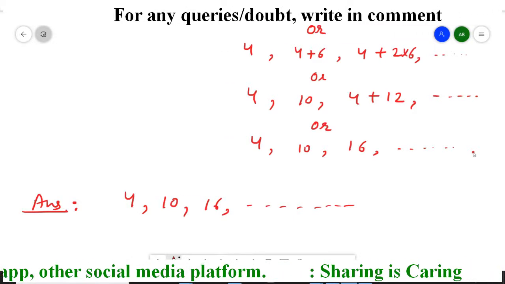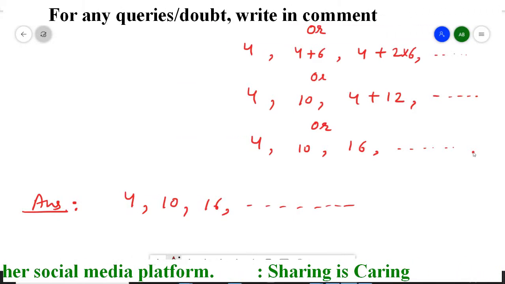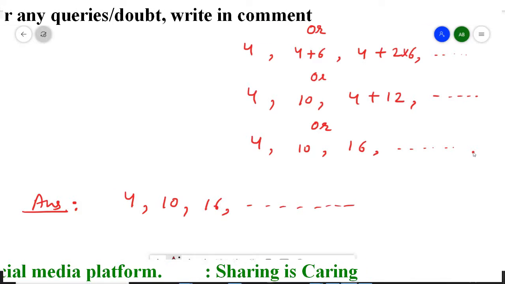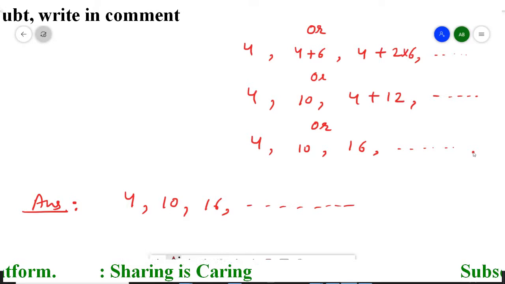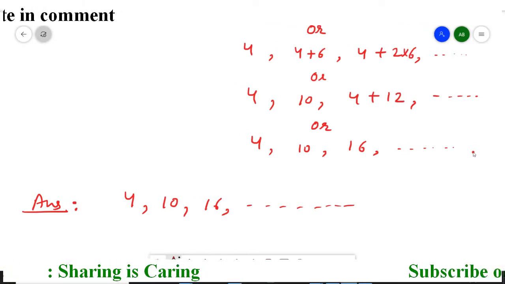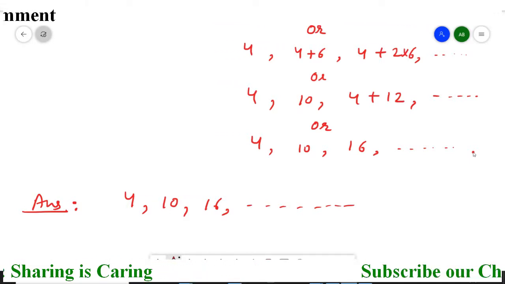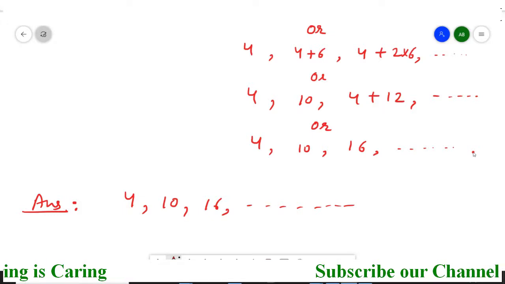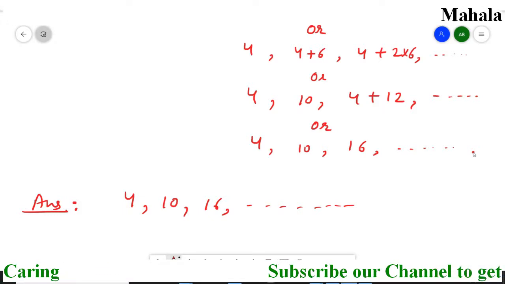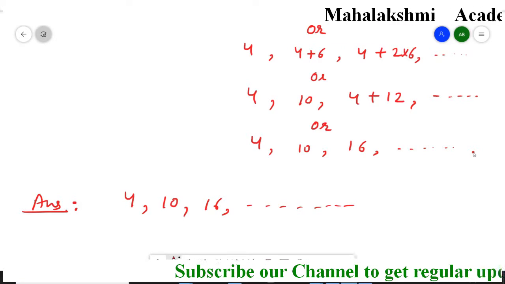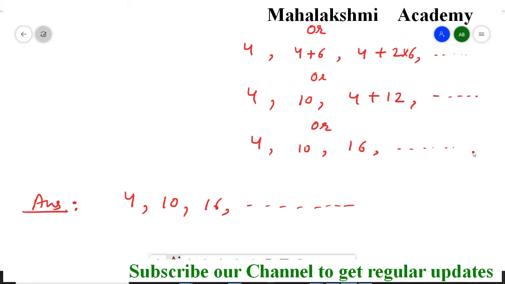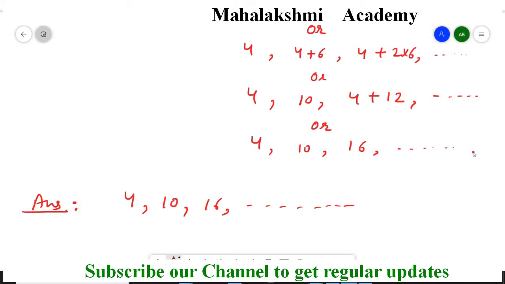So this question is completed. We solved this question with the help of the AP formula. From whatever information was available, we got the first equation and the second equation, and we solved them, and from that we got the first term and common difference. After obtaining the first term and common difference, we calculated the arithmetic progression.